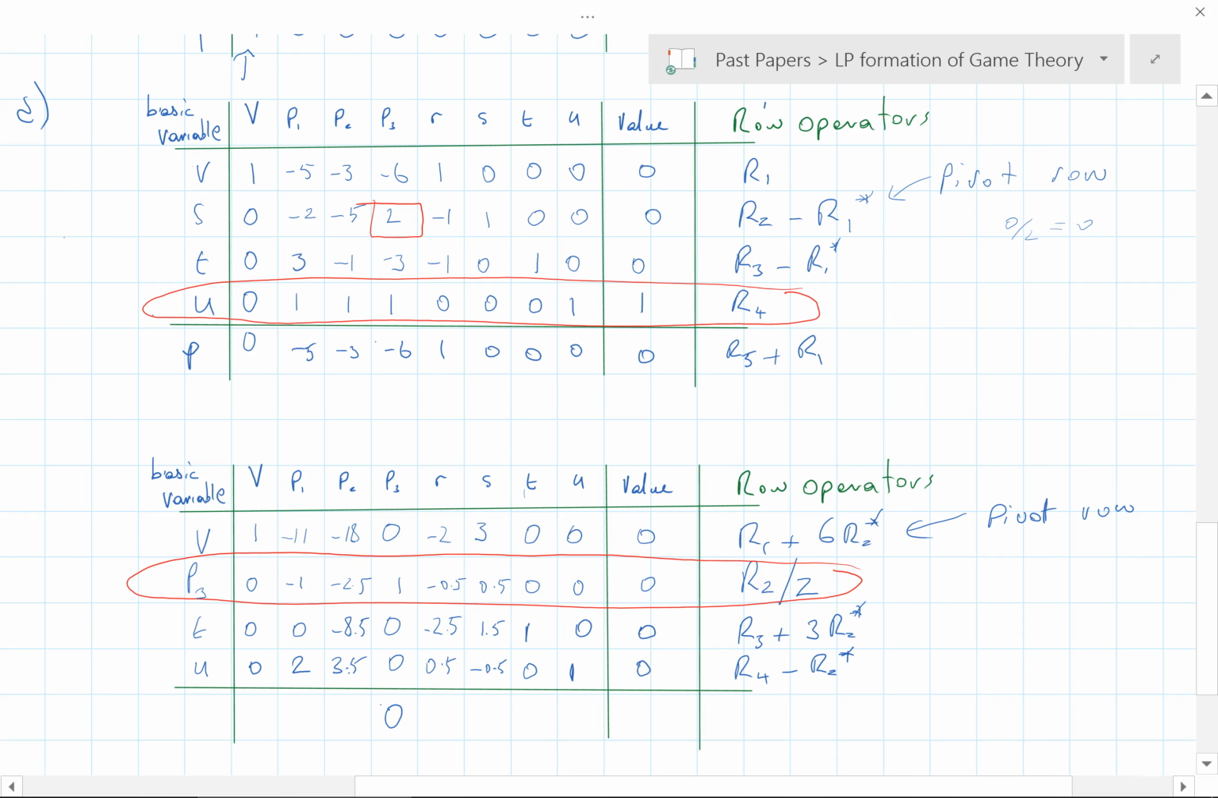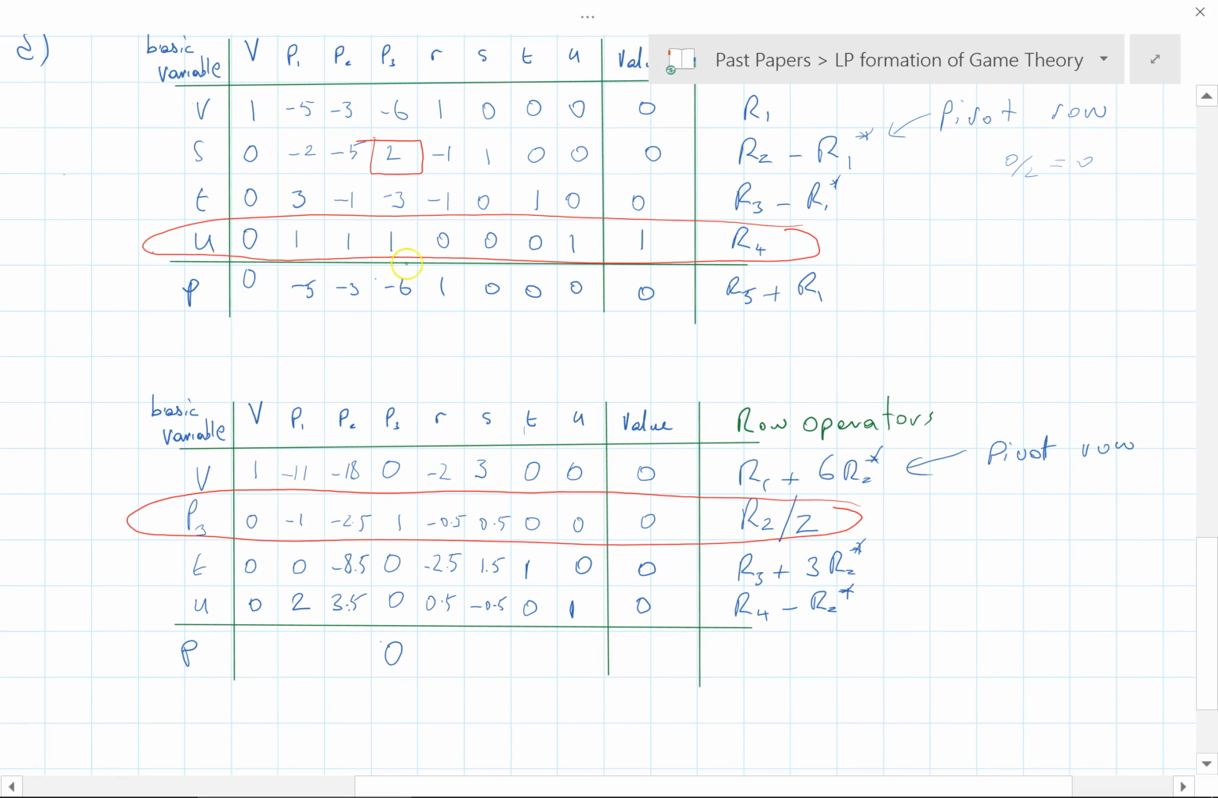Okay, finally, the profit row. Right, it was minus 6 here. We want to reduce it to 0. So for the profit row R5, we need to add on 6 times the pivot row. Okay, so let's highlight that again so that I take care, otherwise I might start looking at the wrong number.